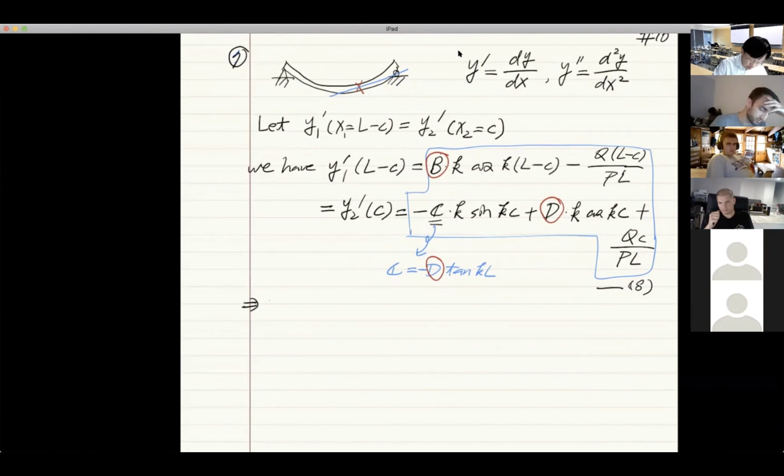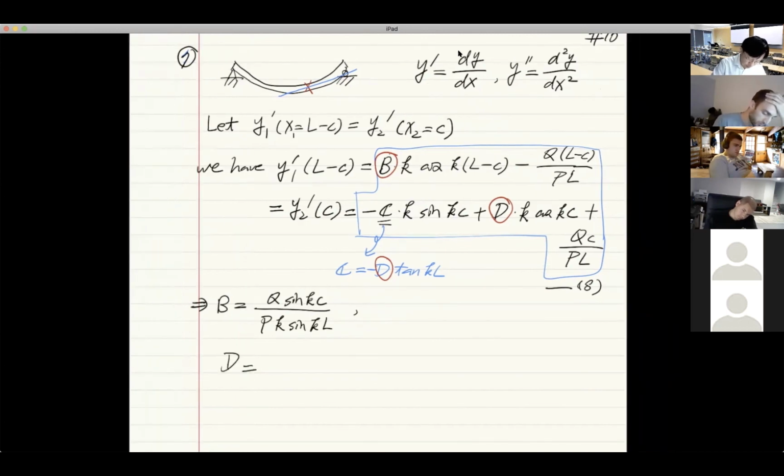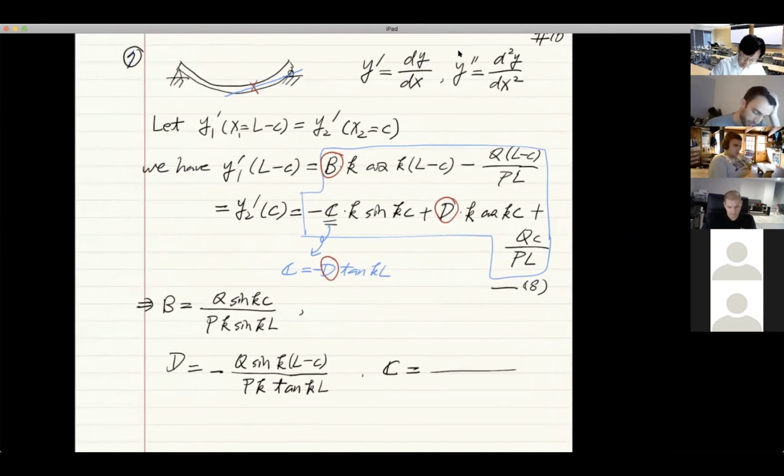And in the end, capital B equals this, which is capital Q times sine Kc over capital P times K over sine KL. And capital D is going to be this. It's negative capital Q times sine K times (L minus c) over P over K over tangent KL. And capital D is just capital Q times sine K times (L minus c) over PK.